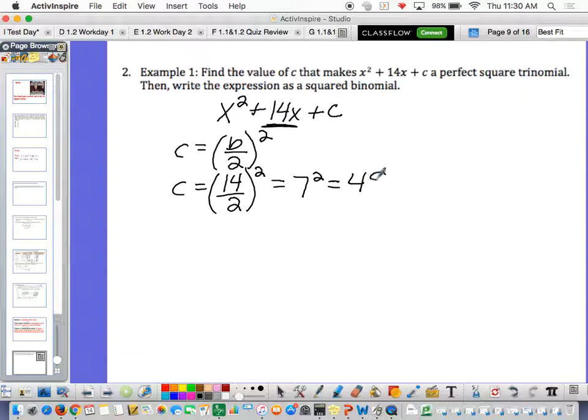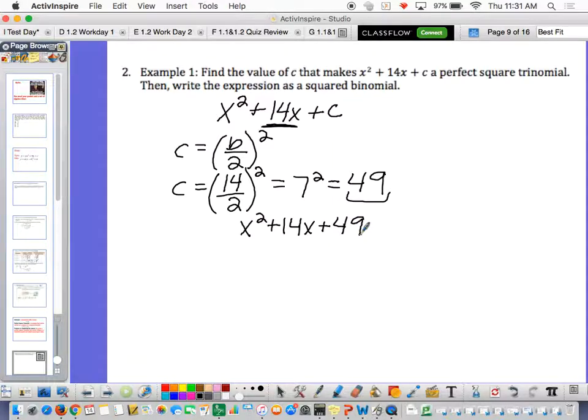7 squared is 49. Now you could have, if you wanted to, gone to your algebra tiles, got an x squared, got 14 x tiles, put 7 on the top, 7 on the bottom, and then filled in with the little bitty squares. You would have gotten 49. But my guess is you don't want to do that. That's a lot of work. Okay. So the c value is 49. So that means our new trinomial is x squared plus 14x plus 49.